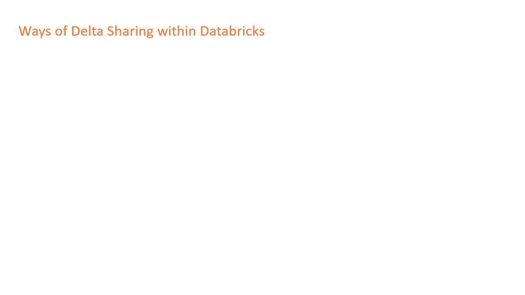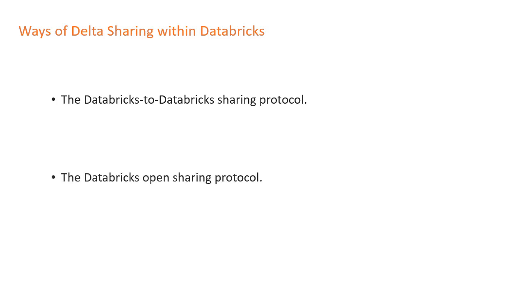There are two types of delta sharing within Databricks. The Databricks to Databricks sharing protocol, which allows us to share data between two workspaces with Unity Catalog enabled in both of them. And then we have the Databricks Open Sharing Protocol, which is useful when we want to share data with users that are not using Databricks or that have a Databricks that doesn't have Unity Catalog enabled. What we are going to see today is the first case, the Databricks to Databricks Sharing Protocol.